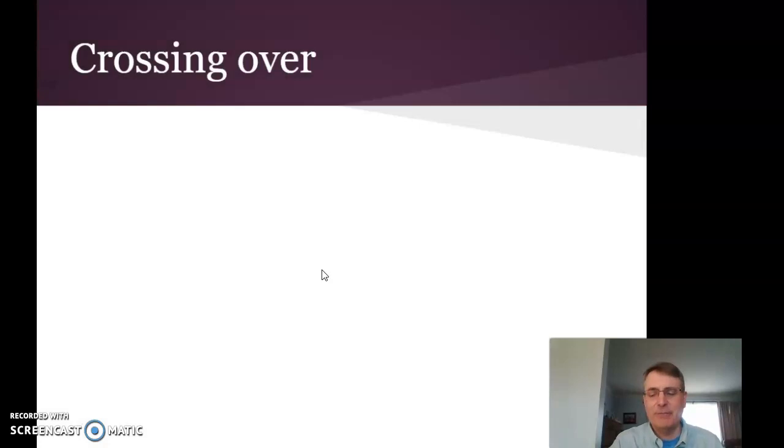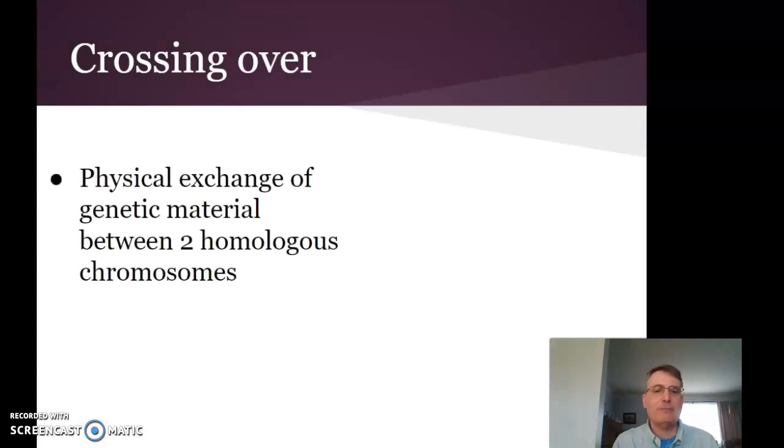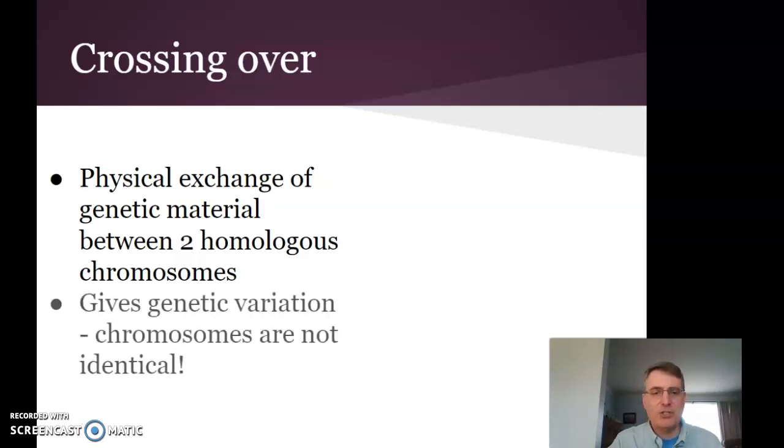One thing that's different. Now, what is crossing over? Basically, it's exchanging genetic material between the two homologous chromosomes. This gives genetic variation because the chromosomes will end up not being identical.